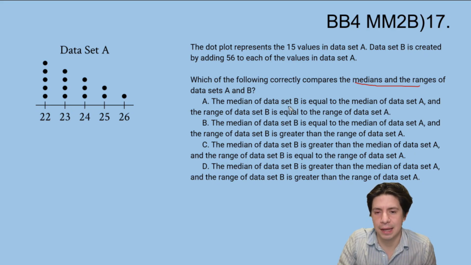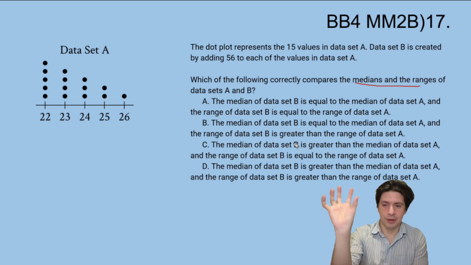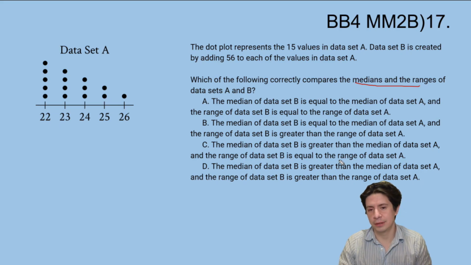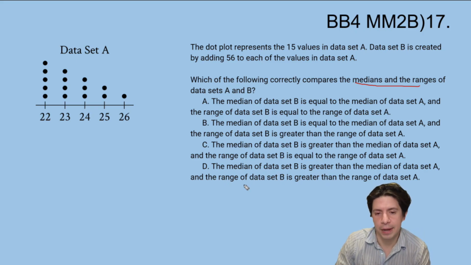The median of dataset B is equal to the median of dataset A. And the range of dataset B is equal to the range of dataset A. Okay. The median of dataset B is equal to the median of dataset A, and the range of dataset B is greater than the range of dataset A. So if you see, right, there's a pattern. The first part's the median part, the second part's the range part. Median of dataset B is greater than the median of dataset A, and the range of dataset B is equal to the range of dataset A. And then D, the median of dataset B is greater than the median of dataset A, and the range of dataset B is greater than the range of dataset A.